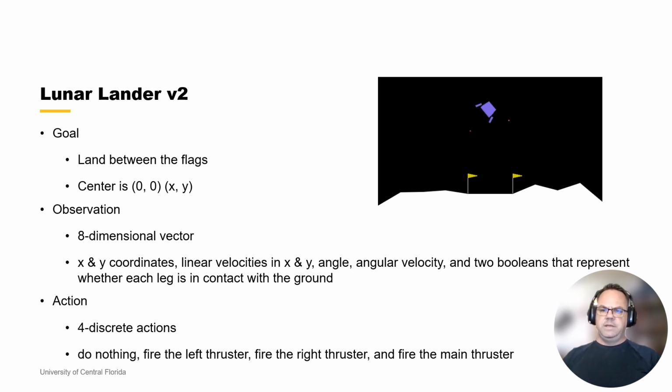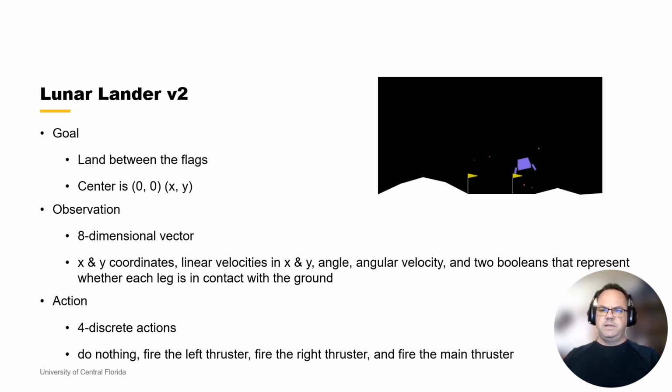For the observation, the agent receives an 8-dimensional observation vector from the environment. This vector provides critical information, including the X and Y coordinates of the lander, which indicate its current position. Additionally, the vector includes the linear velocities in both the X and Y directions, allowing the agent to gauge its speed and adjust accordingly. The angle and angular velocity of the lander are also provided, which are crucial for maintaining stability during the descent. And then finally, there are two Boolean values in the vector that indicate whether each of the lander's legs is in contact with the ground, providing immediate feedback on landing attempts.